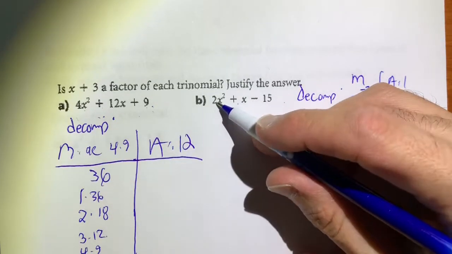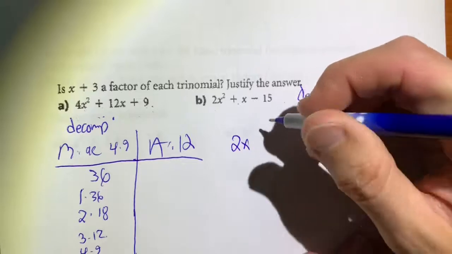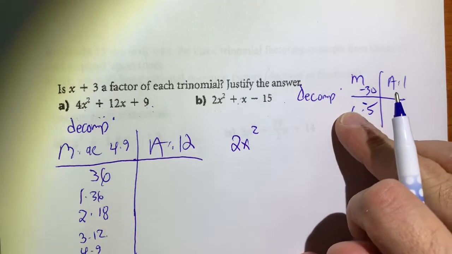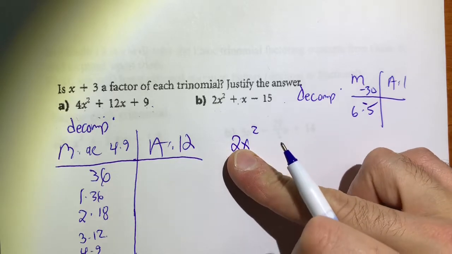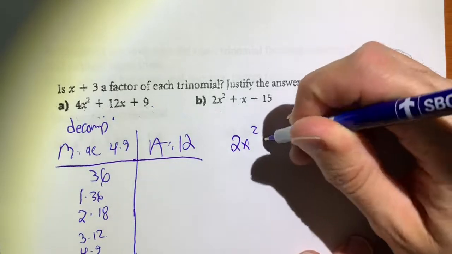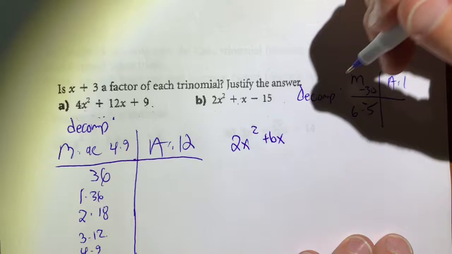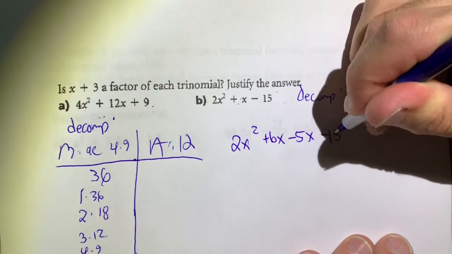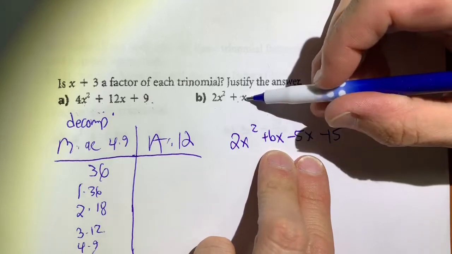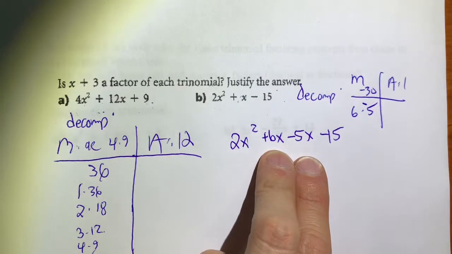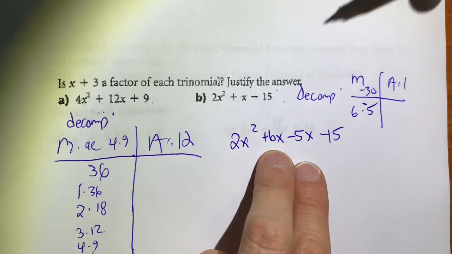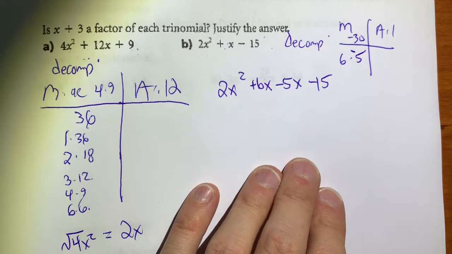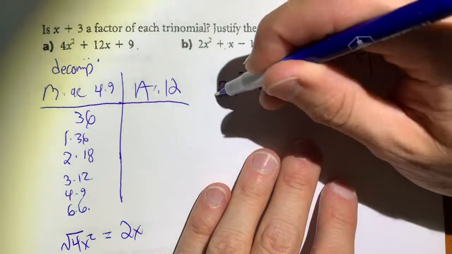Okay, so I'm going to recopy. I'm going to go 2x squared. I'm going to rewrite this middle term using these two numbers. Now, 6 has a greatest common factor that's bigger than 1 with 2. So I'm going to go plus 6x and then minus 5x, and then minus 15. Always double check. When you add those up, do you get positive x? If you don't, something's wrong and you need to check it out. And again, the order you write these in doesn't matter. Your work will look different, but you'll still get the same answer.